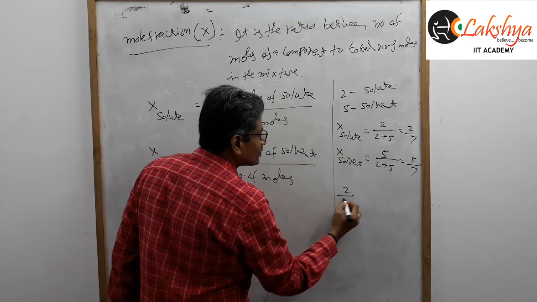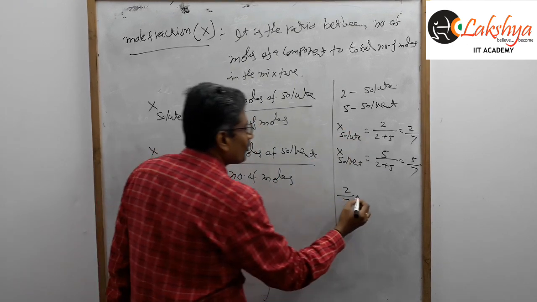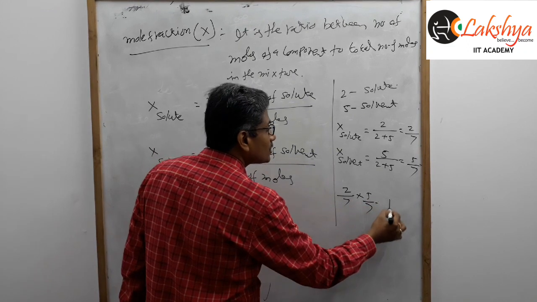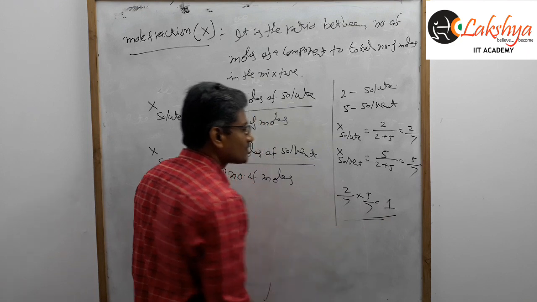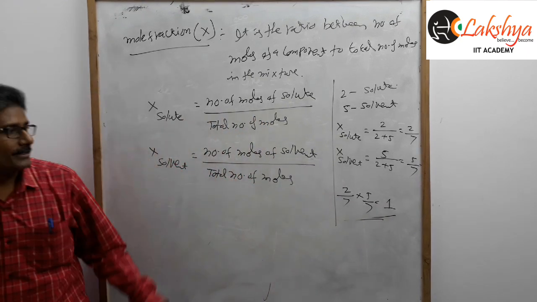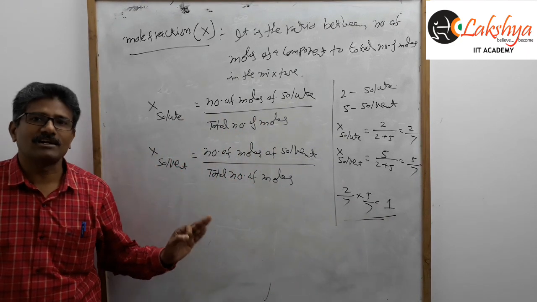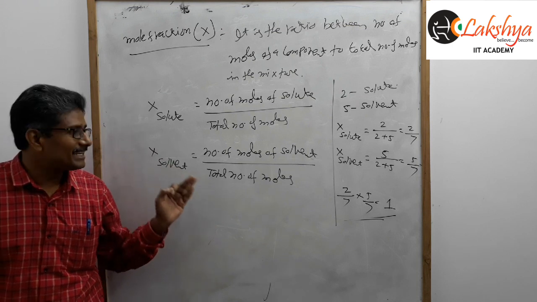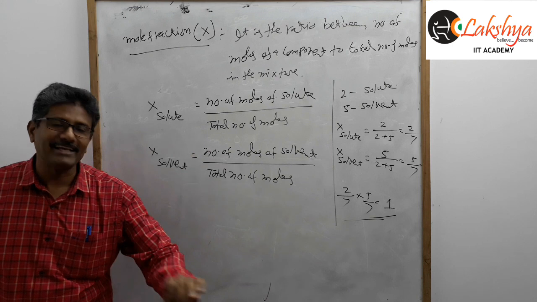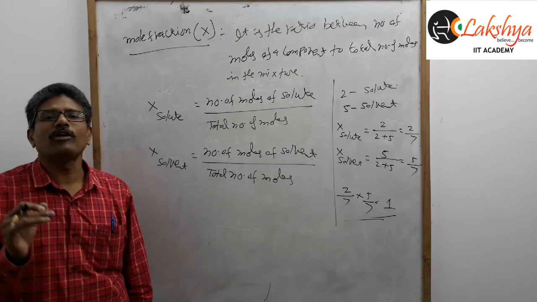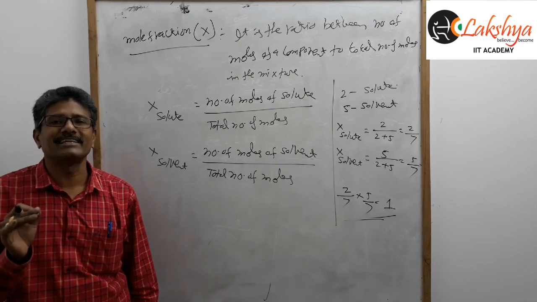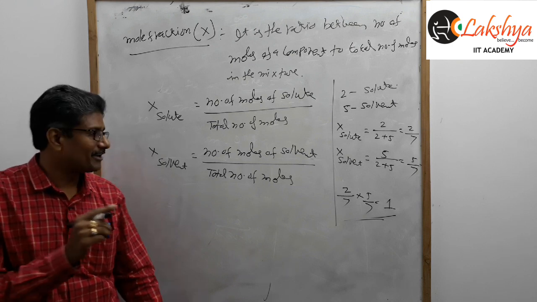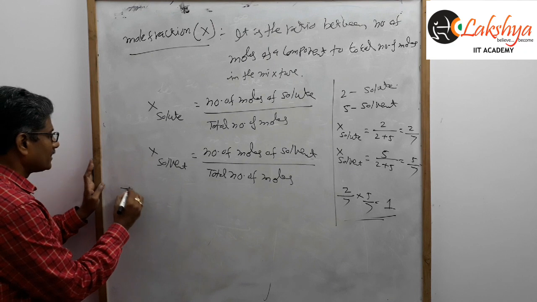See, mole fraction of solute is 2 by 7. Mole fraction of solvent is 5 by 7. Total is equal to how much? 1. So remember the point: the sum of mole fractions of all components in a mixture is equal to 1, always. Very, very important point. Note that point.